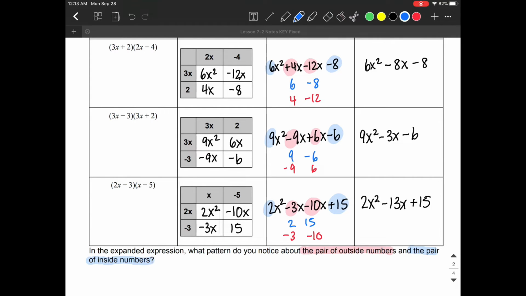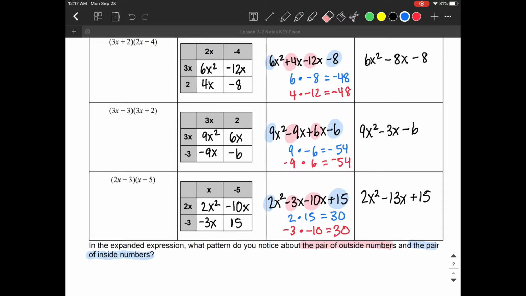In the first example, if I multiply 6 times negative 8, I get negative 48. If I multiply 4 times negative 12, I also get negative 48. In the second example, if I multiply 9 times negative 6, I get negative 54. If I multiply negative 9 times 6, I also get negative 54. And in the last example, same exact thing. If I multiply those two numbers, I get the same product. So that's the pattern that I see in expanded form.